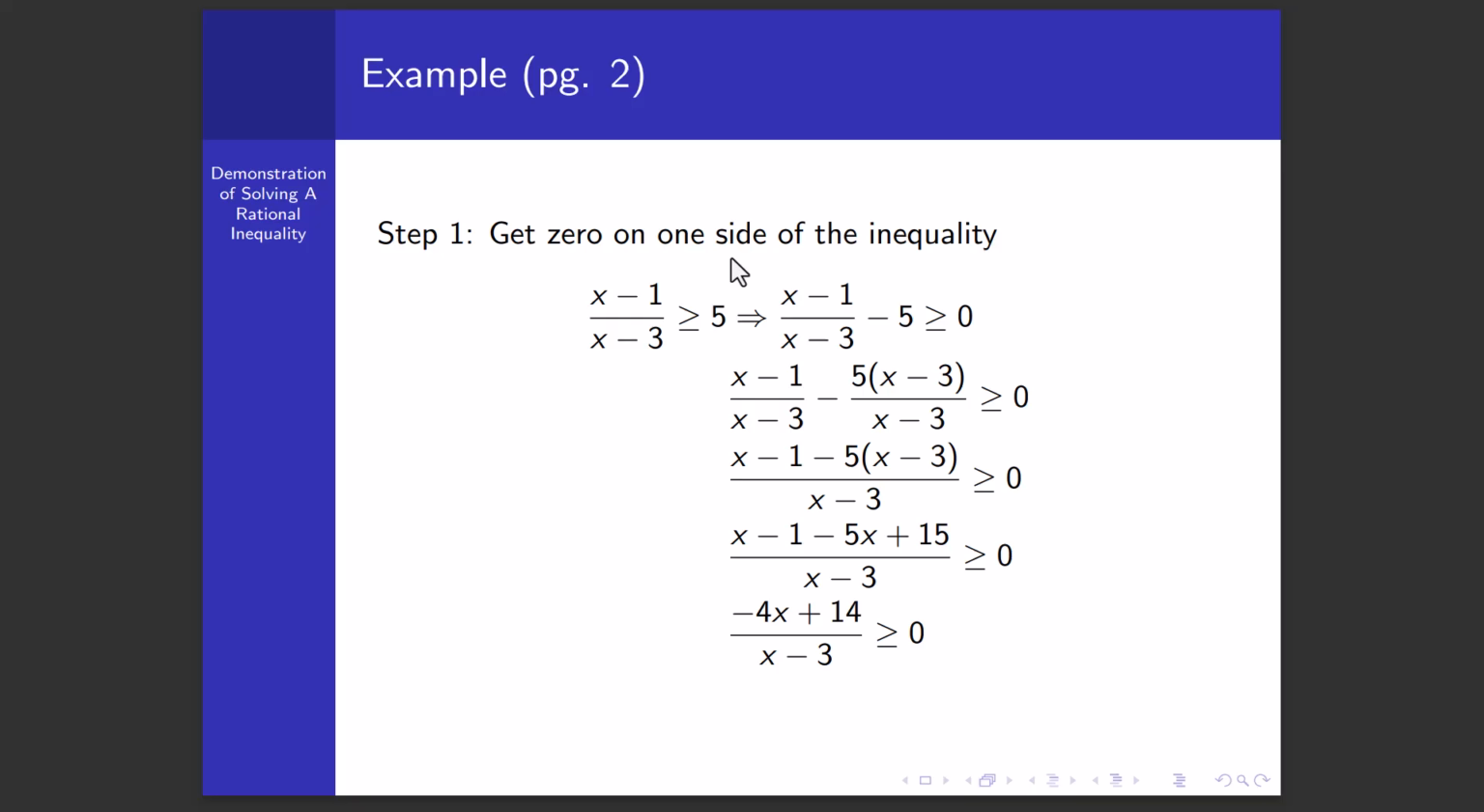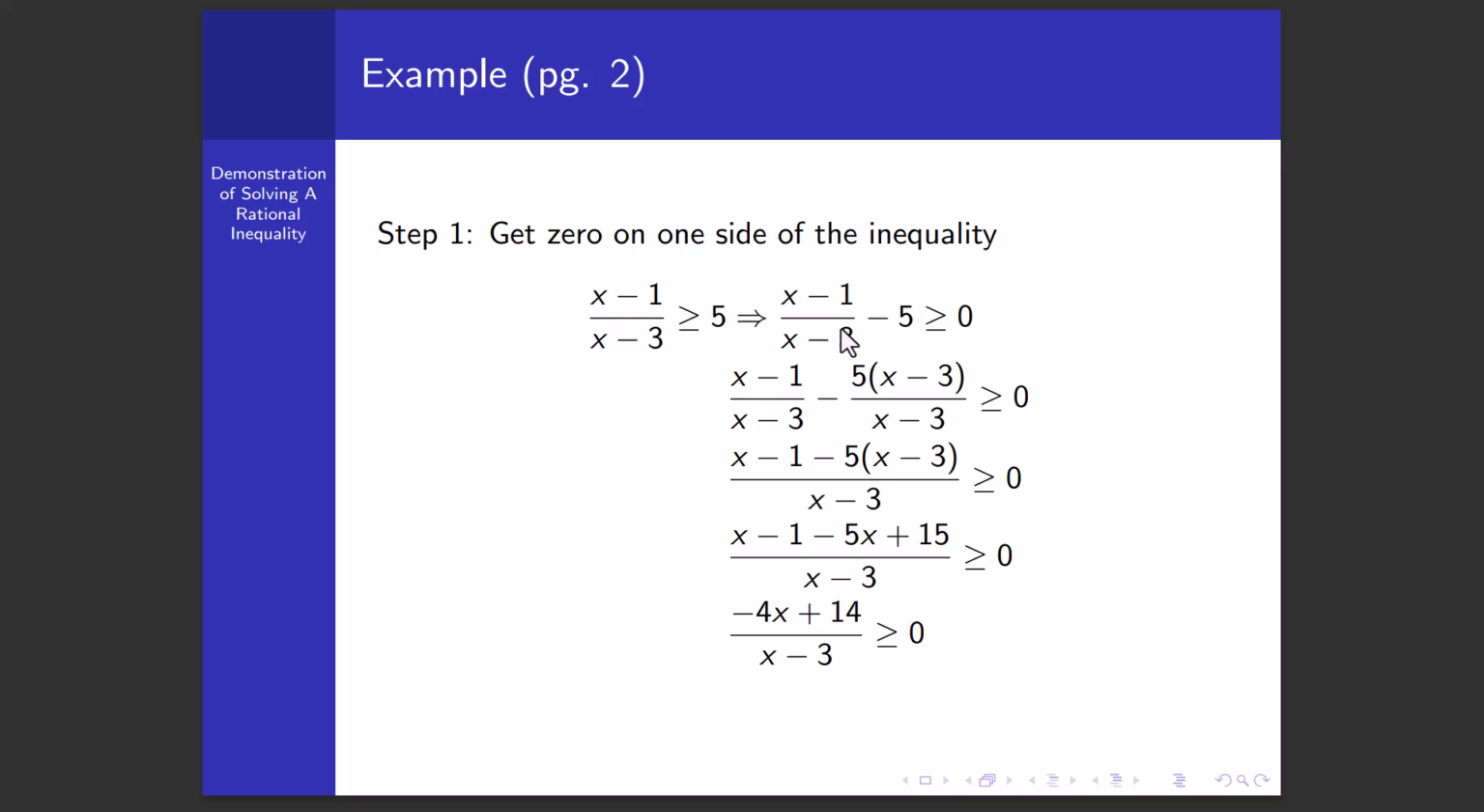So x minus 1 divided by x minus 3 greater than or equal to 5 means that we'll go ahead and subtract 5 from both sides. That gets the 0 on one side. Then we have to combine x minus 1 divided by x minus 3 with this 5.